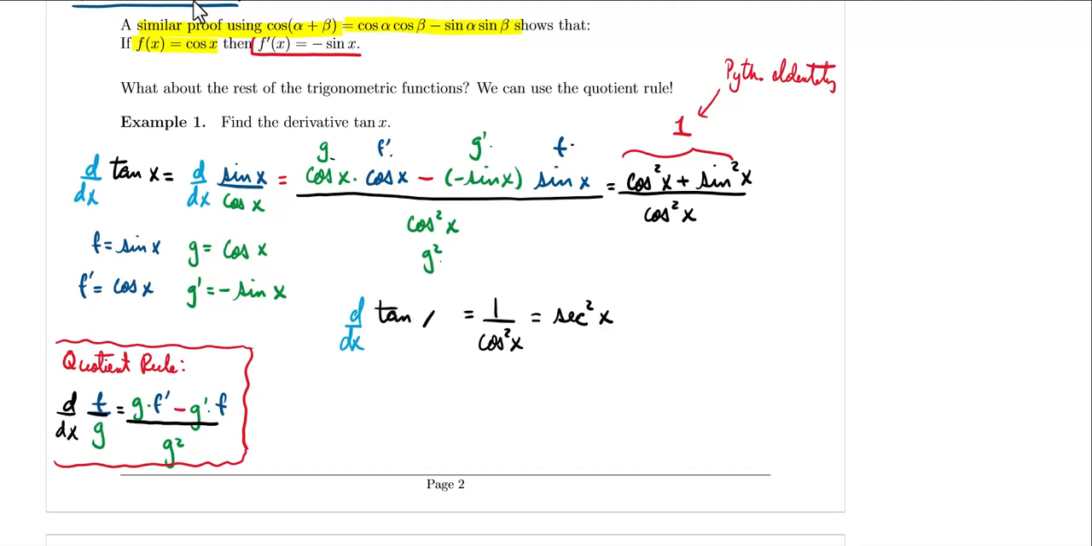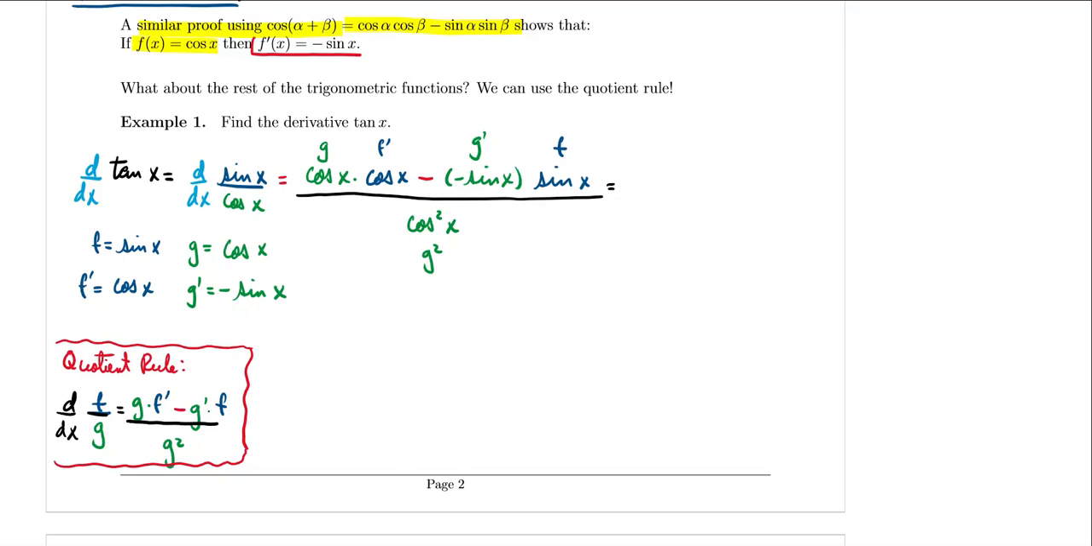The derivative for the tangent of x is simply the tangent cosine of x times the cosine of x minus a negative sine of x times sine of x all over cosine squared, which again is just our g times f prime minus g prime times f over g squared.